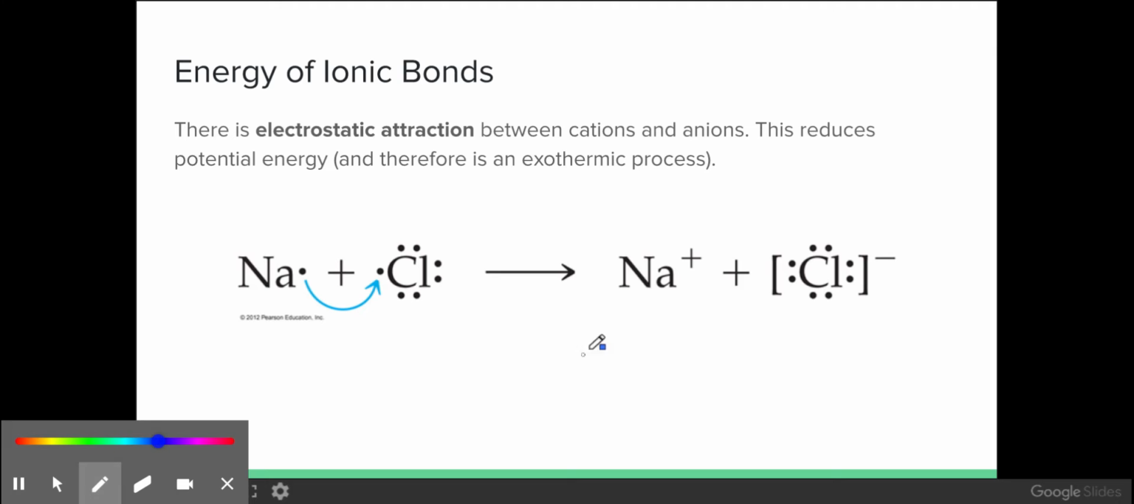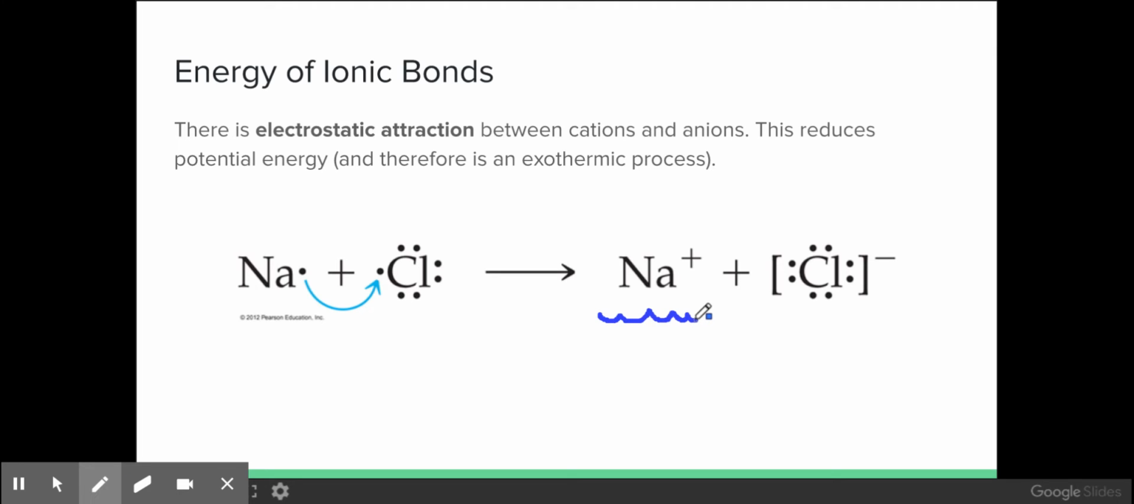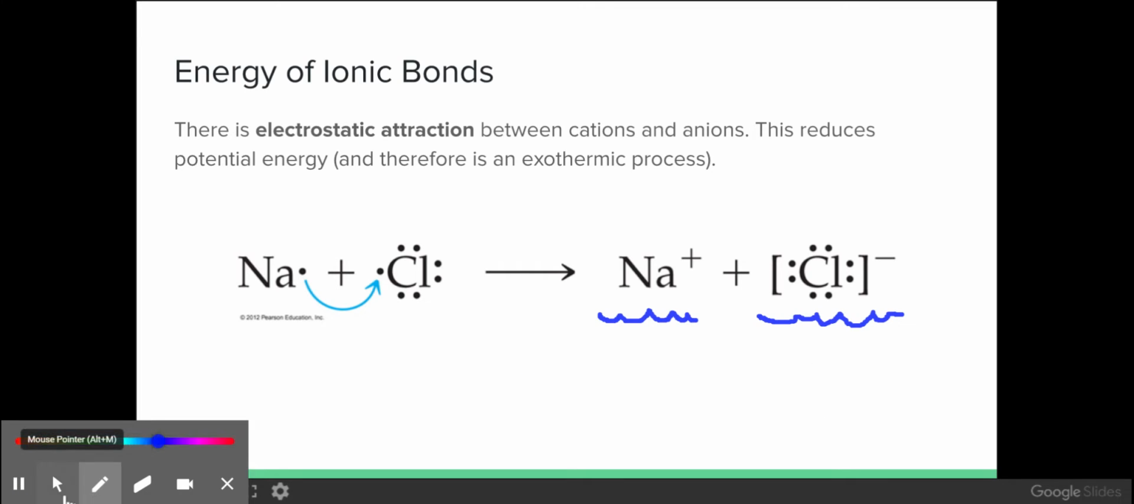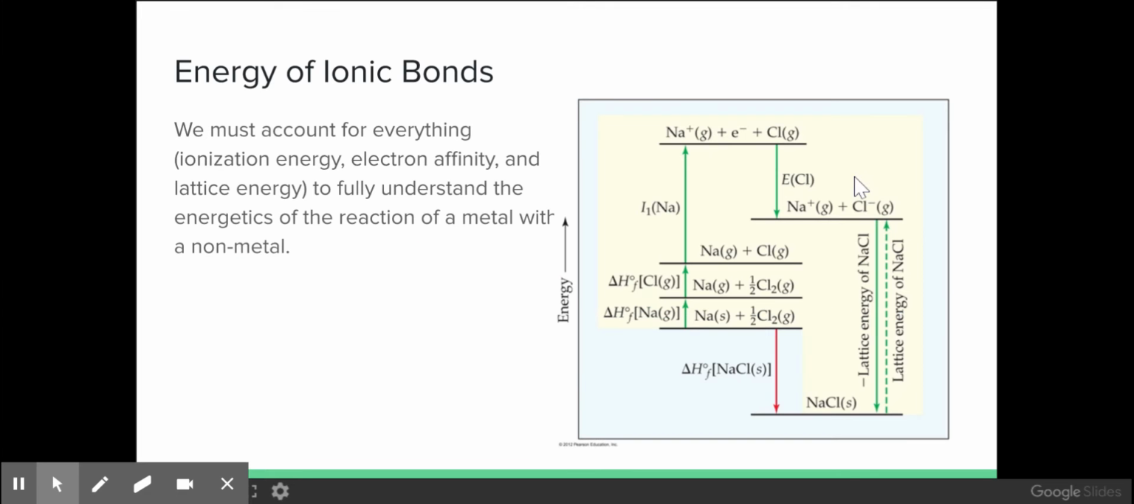Because of this attraction between the positively charged cation and the negatively charged anion, it reduces the overall potential energy of the system. It's kind of like a ball that rolls down to the bottom of the hill. It's released all of its energy, and it's an exothermic process, which means that when you form ionic bonds, it typically releases energy. There's a bunch of intermediate steps that occur when an ionic bond is formed.